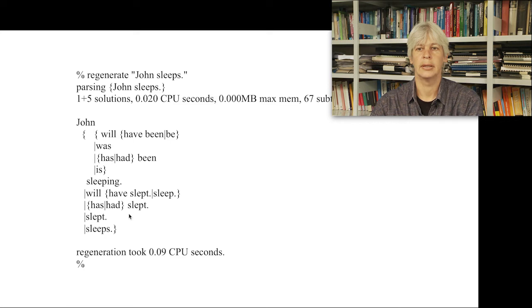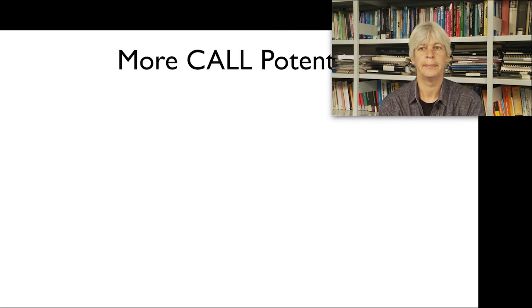John will have been sleeping. John was sleeping. John had been sleeping. John will have slept, John had slept, John sleeps, etc. So you get all of it. In English you don't get that many, but you get the entire paradigm. So what you can do very well for CALL applications too is to generate these kinds of paradigms. And that all took 0.09 CPU seconds, all that work.